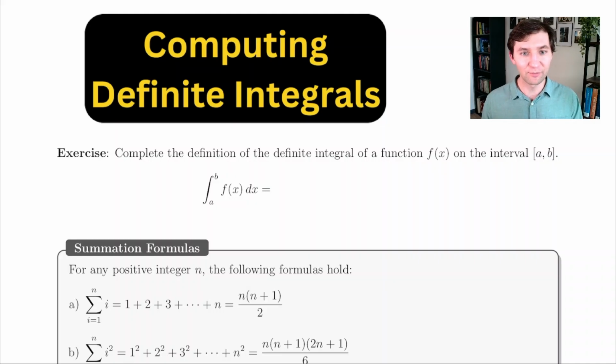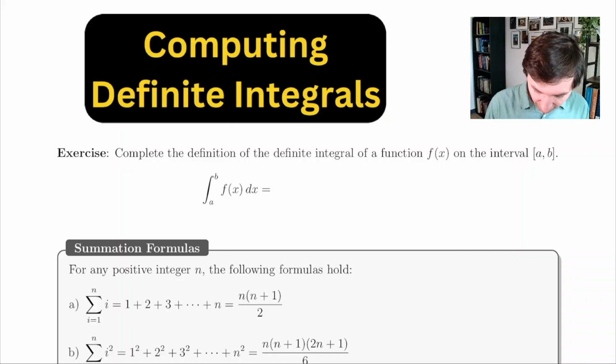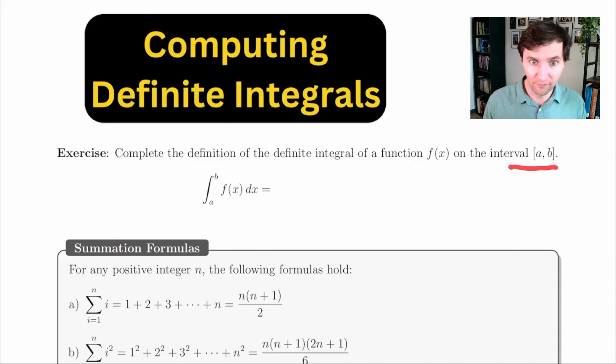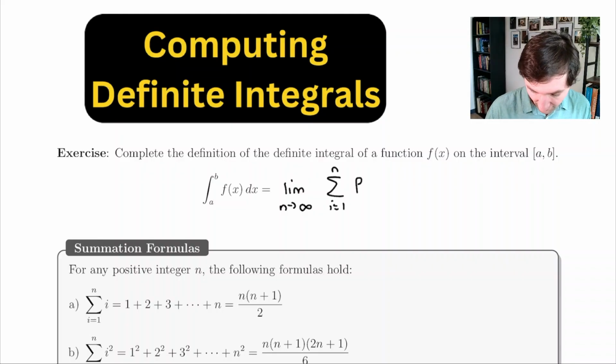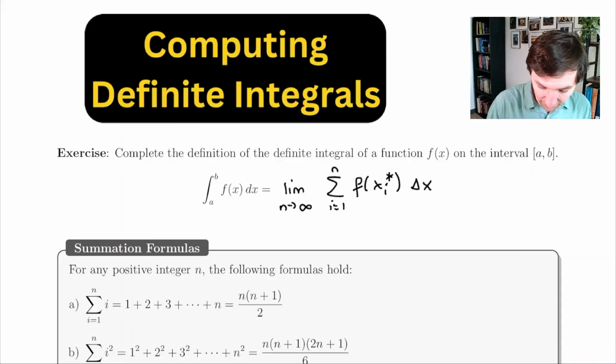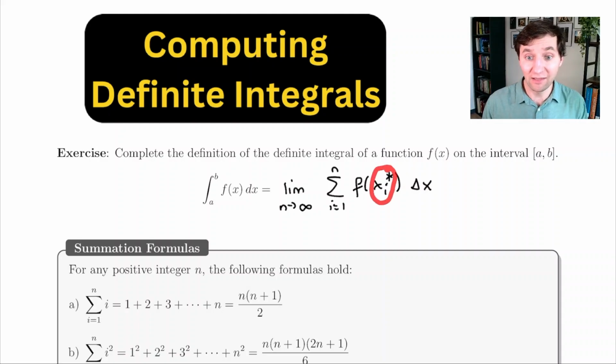Hi everyone. Let's compute definite integrals using their definition. What was that definition? I believe that the definite integral of a function f of x on the interval from a to b is given by the limit, as n goes to infinity, of the sum starting at 1 and ending at n of f of xi star times delta x, where xi star is any sample point in the ith subinterval of [a, b], and delta x is the length of each subinterval.